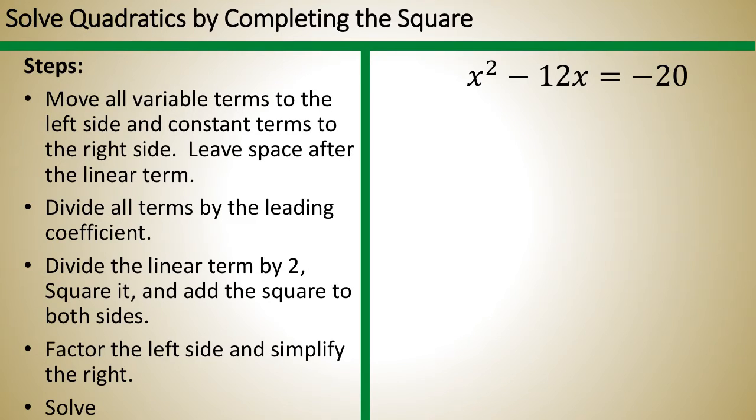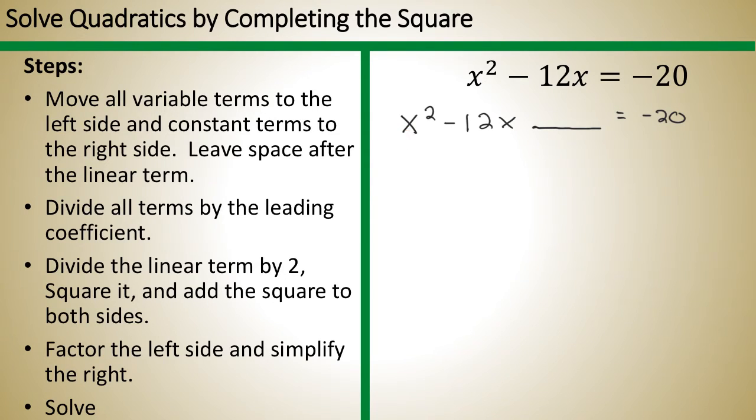Okay, so first thing, all my x terms, all my variable terms are already on the left. My constant is already on the right, so that first step is already done, but I'm going to rewrite this as x squared minus 12x. I'm going to leave a space after this, and that's equal to negative 20. Okay? So now, the next thing that we're going to do is divide all the terms by a leading coefficient. So notice here there's not a leading coefficient, so we don't have to do that.